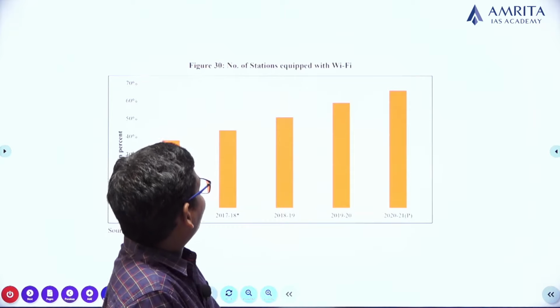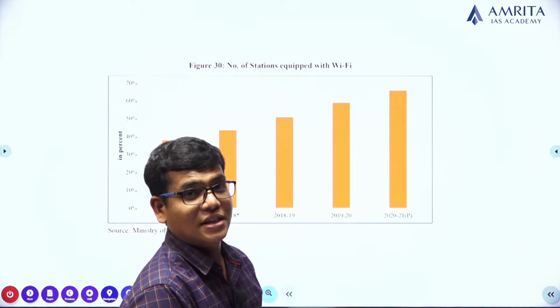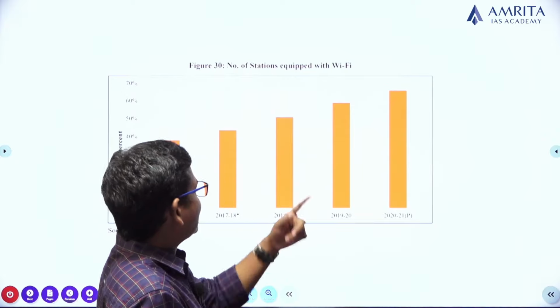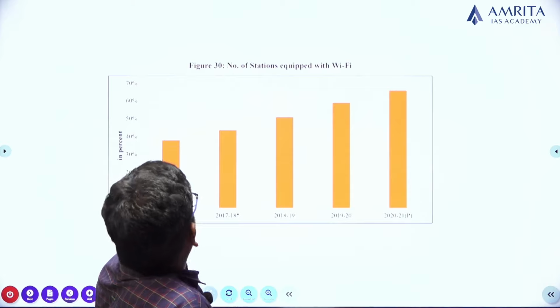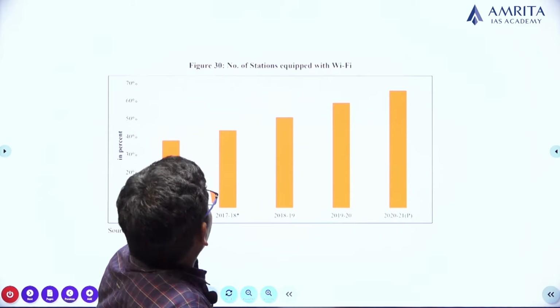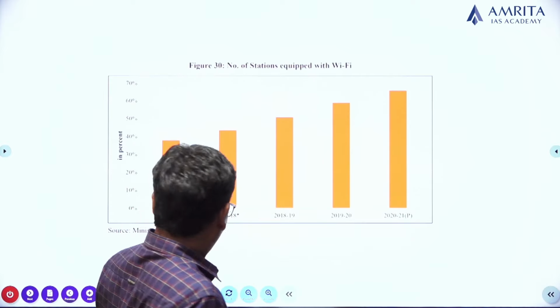Next, number of stations equipped with Wi-Fi. It's about railways. You can see a jump. Now more than 60% of the stations are equipped with Wi-Fi.